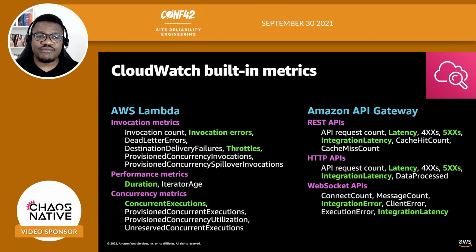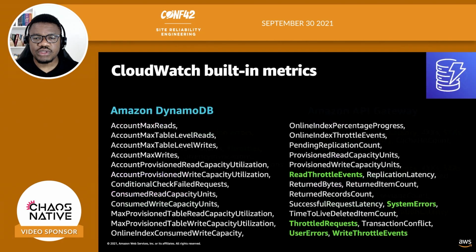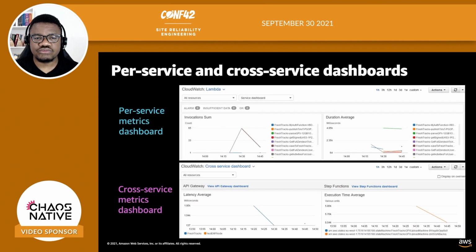With API Gateway, we have a range of built-in metrics for the REST APIs, for the HTTP APIs, and also for the WebSocket APIs. You can start looking at things like latency and also potential 400 and 500 errors you have as well. Then for Amazon DynamoDB, we also have a number of built-in metrics, things like the throttle events, the number of capacity units you have available on the service, those consumed and those that are still available for you to use. And these are the metrics you can start ingesting to understand a bit more about your serverless application.